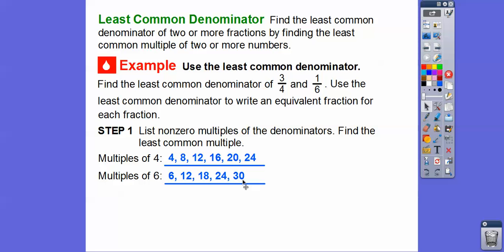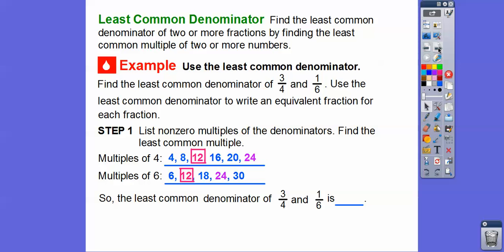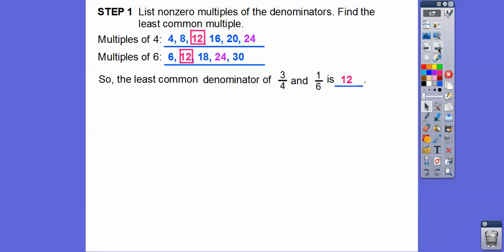Okay, so what common multiples do they have? Well, they have 12 and 24. But we want the least common multiple, so we're going to focus on those 12s right there. So the least common multiple of these two fractions is 12 right there. Okay, let me slide that up right there.